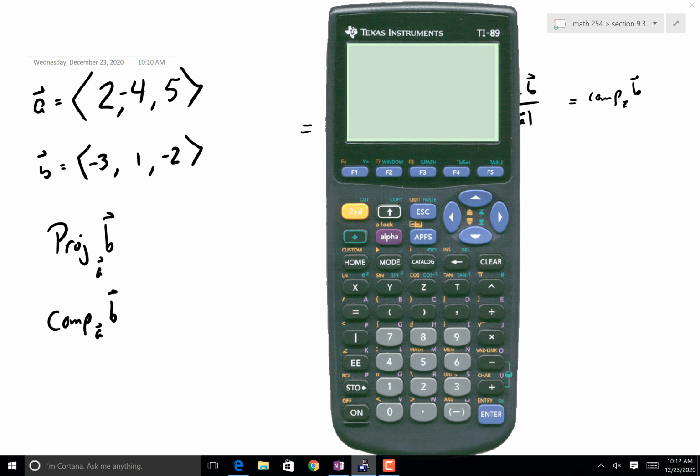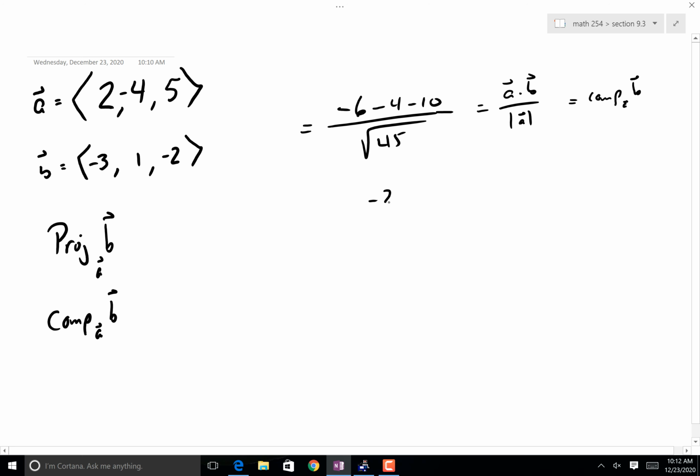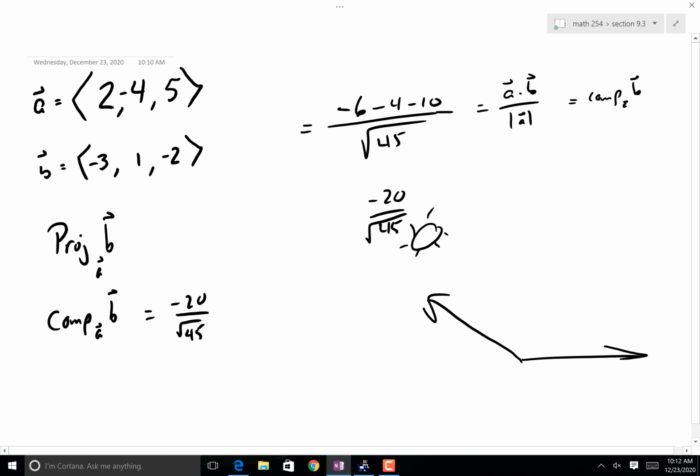Now, right off the bat, what did we know about this? Well, we know that our angle was greater than 90 degrees. That's going to be -20 on top. I'm just going to leave it at this for now: -20 over the square root of 45. That's the component projection, this right here. But what I was trying to say is that means our angle is greater than 90 degrees. Wait a minute. If I have vectors that are like this, and I put the sunshine up here, per your picture, Jay, it's going to be casting a shadow down here.